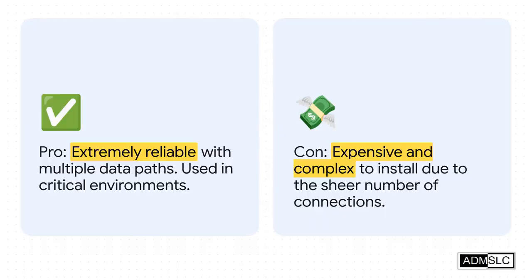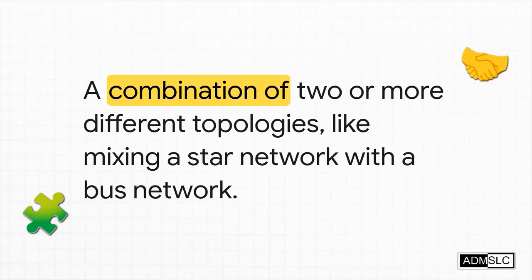So, with all that power, what's the catch? Well, it's pretty obvious when you think about it. All those wires and connections make it incredibly expensive and really complicated to manage. That's exactly why you only find mesh topologies in places where failure is simply not an option, like in hospitals or for military communications. So what happens when one of these blueprints doesn't quite fit what you need?